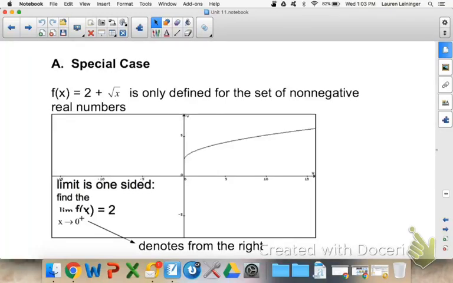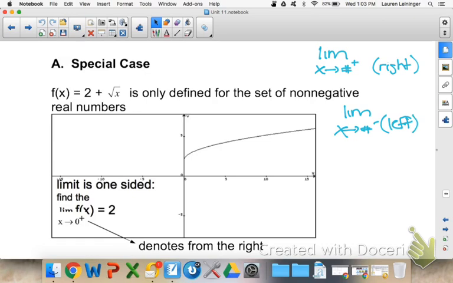All right, so for one-sided limits, there's two cases in which we use these, or several different cases, but two of them are on the front, one of them's on the back here. One-sided limits, your notation is going to look something like this. You can either see x is approaching a number with a little plus sign. That means from the right. Or you can see the limit as x approaches some number from the left with a little minus sign.